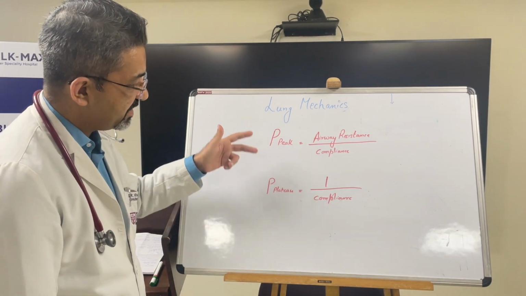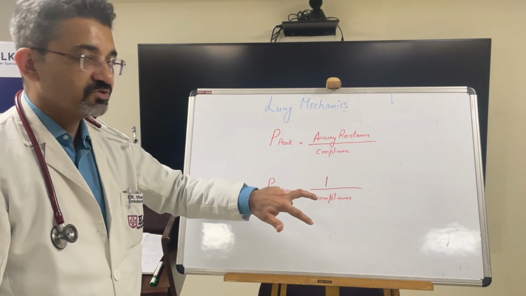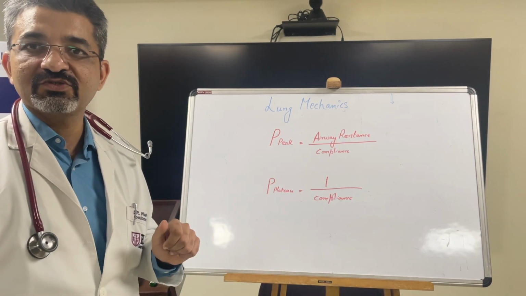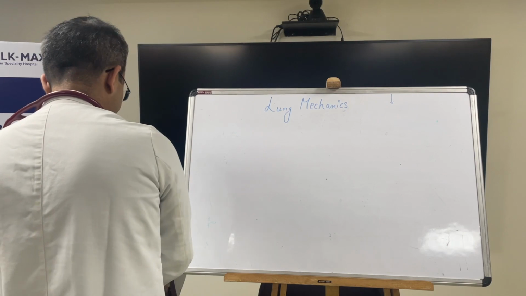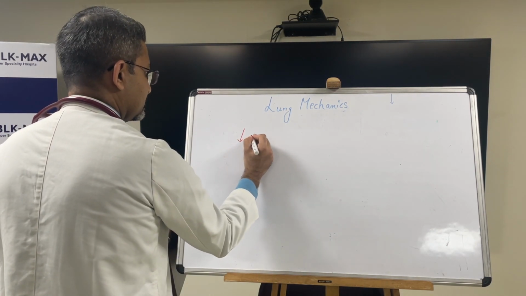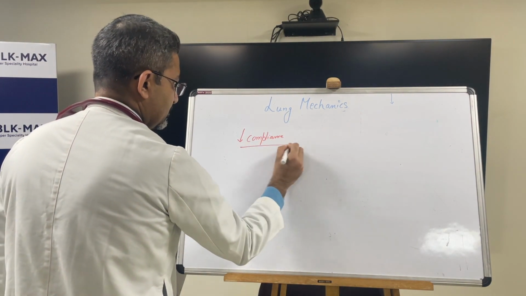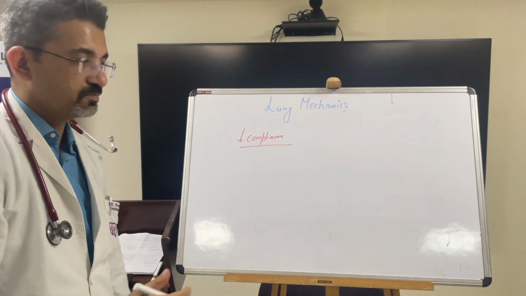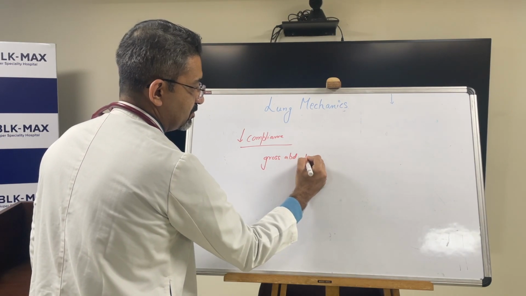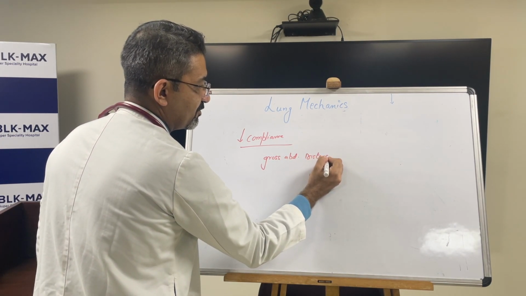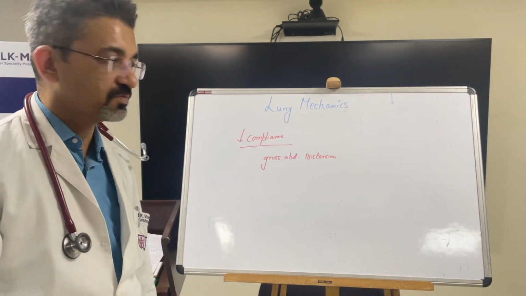But if peak pressure and plateau pressure both are increasing, that means compliance is changing. So decreased compliance is there. You have to search for the cause of decreased compliance. So what can be the cause of decreased compliance? Say you have gross ascites, gross abdominal distension. If you have gross abdominal distension, there will be difficulty in expansion of lungs, so compliance decreases, right?